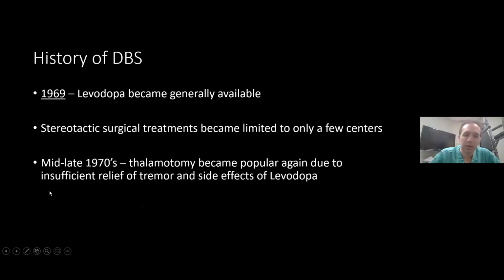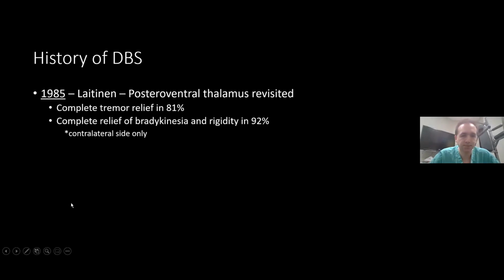But still, some people were still trying to do the ablations because levodopa has its limitations. It wears off, it's unpredictable sometimes. And so very few centers were still doing the ablations, and thalamotomy became a little bit popular again, just to deal with these resistant cases.